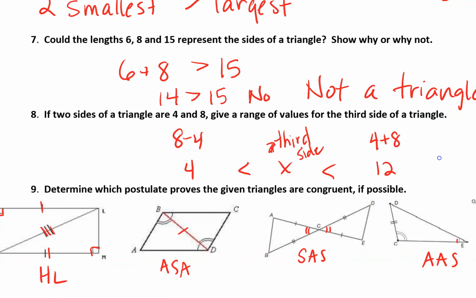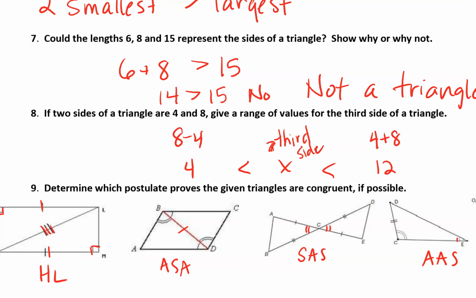And as far as the range of possible values, if you subtract the two numbers, you get the smallest. If you add the two numbers, you get the largest possible. So the third side would be between the smallest and the largest possible. So subtract them to get your small n, add them to get your large n. And it's important that it's just less than, not equal to. Okay, it can't be equal to.